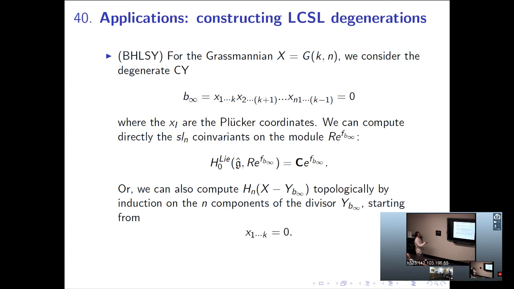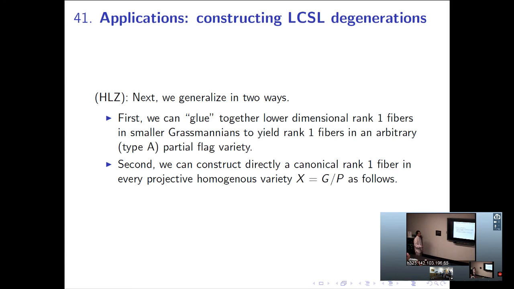So next, we have two generalizations of this result. First, we can glue together lower dimensional rank 1 fibers in smaller Grassmannians to generate rank 1 fibers in an arbitrary partial flag variety of type A. And second, we can construct directly a rank 1 fiber.